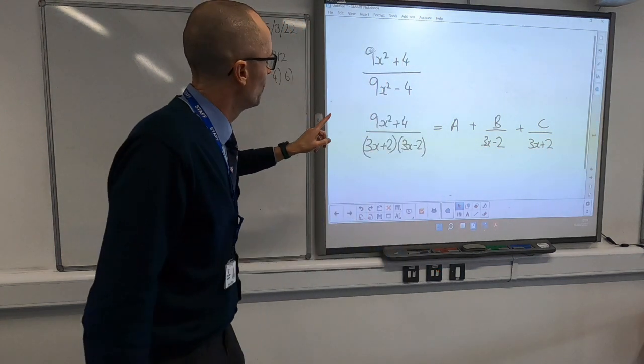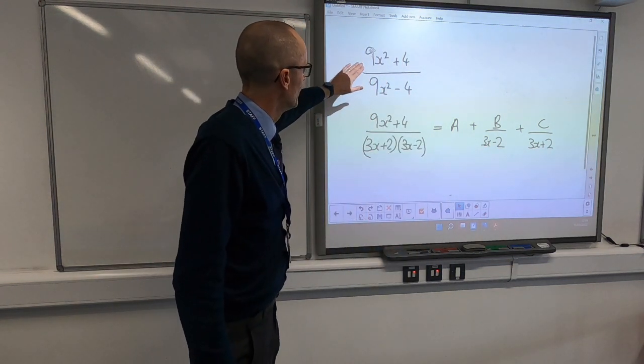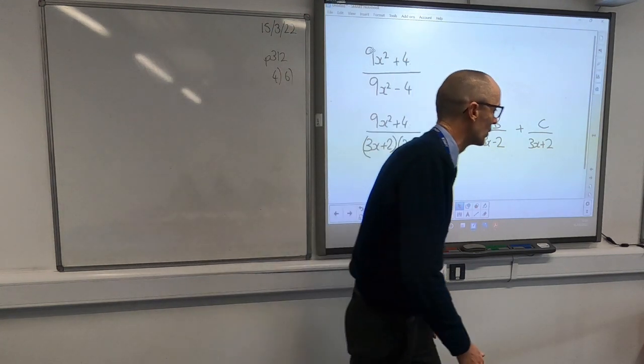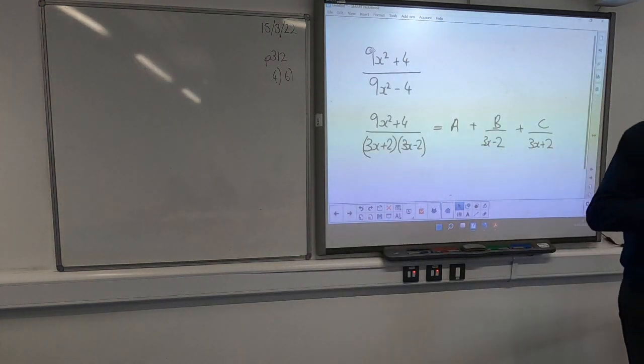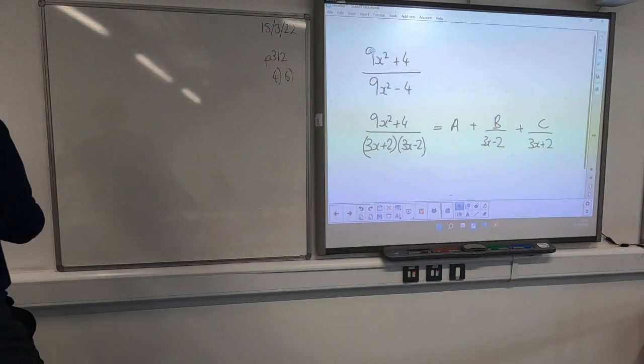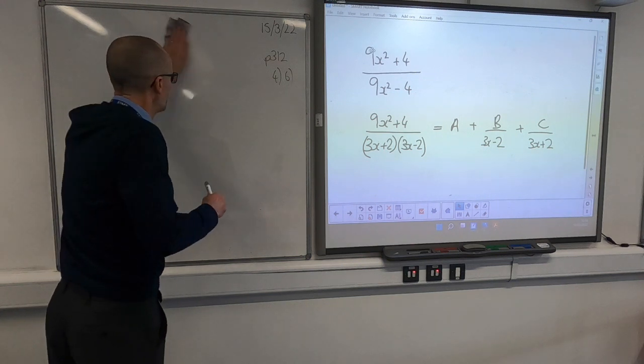So this question here, we've got the order of the numerator and the denominator are the same, so we can't just split it into two partial fractions like this. We've got an extra complication. So the way I would do it, and I think the way we did it before, is to divide it out. So I'm going to do a polynomial long division.